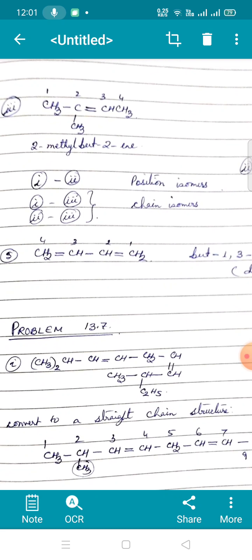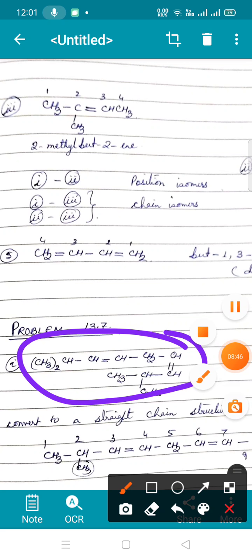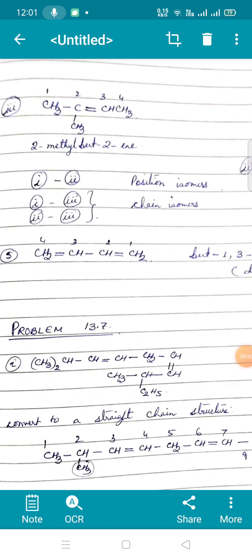Now I am discussing one problem given in your textbook, problem 13.7. They have given you the condensed form actually. You can see this is the condensed form given, and you have to name it. Alright. So for naming it, you can see here it's written CH3 twice. So I just split the structure. I write CH3. At carbon 2 there is another CH3. And it's always easier to number the carbon chains.